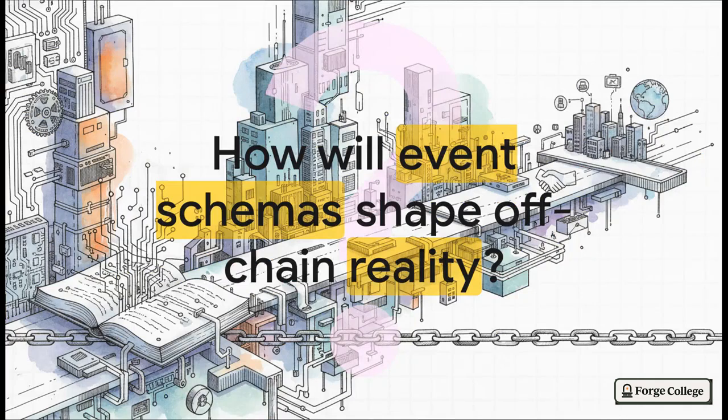As we wrap up, I want to leave you pondering this. How will the exact wording of your event schema dictate your off-chain reality? Think about it. What you design in total isolation on-chain becomes the absolute truth that every dashboard and indexer out there has to live with.